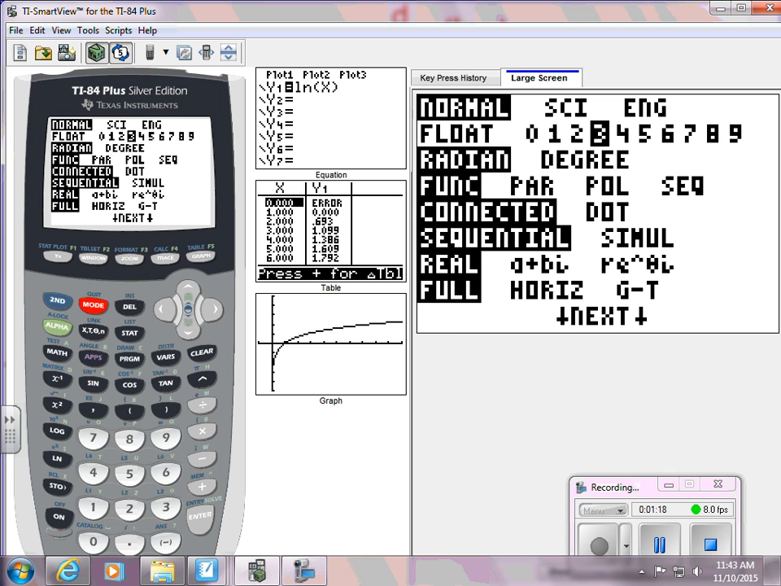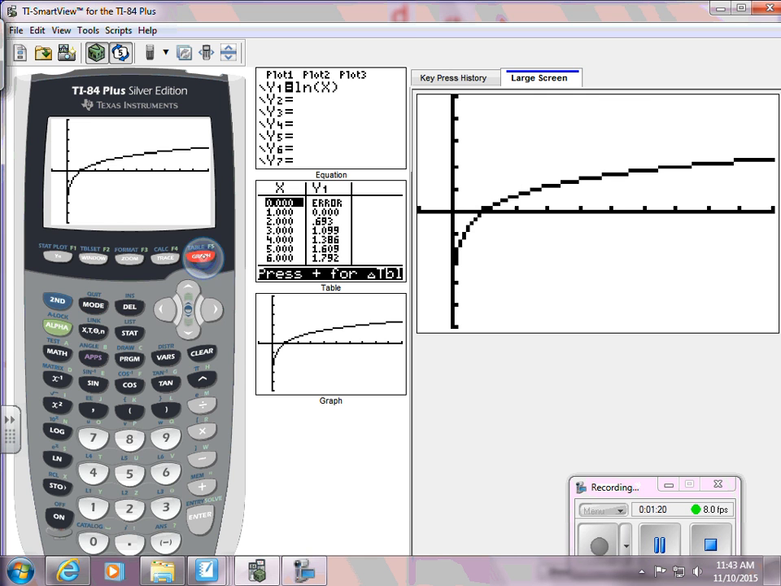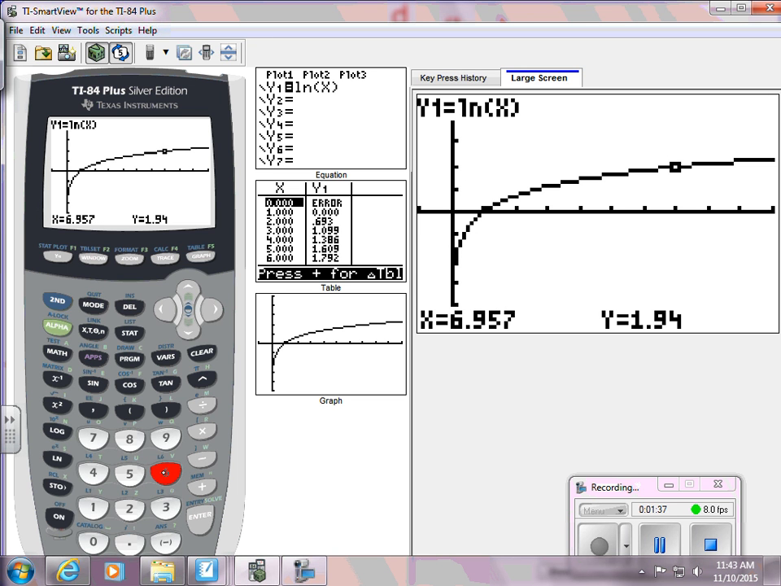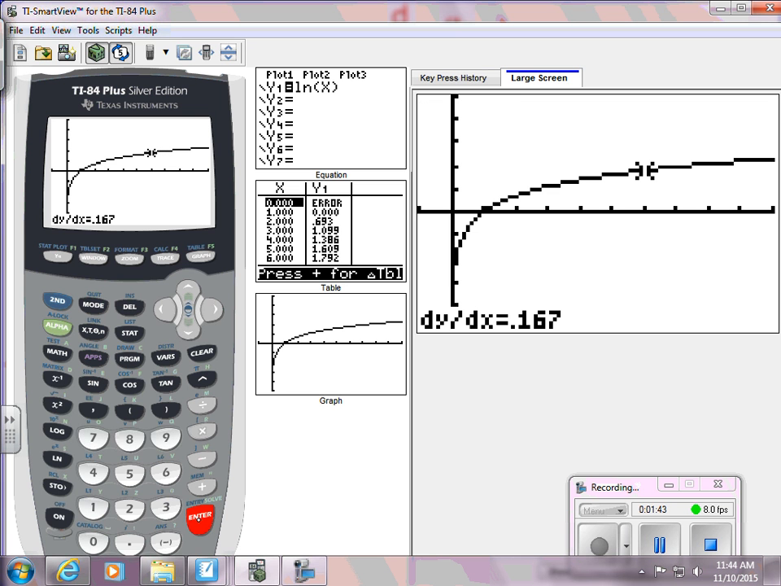And then the other thing I want you to do, go back to your graph. Once you have it, I want you to find the derivative using the calculator, believe it or not, at different x values. To do that, you go to your calc menu, so it's second calc, option 6. Let's say I want to know what the derivative is when x is 6. I would just type in 6, enter, and it'll tell you what the derivative is.